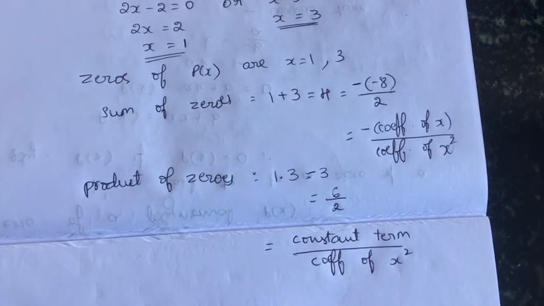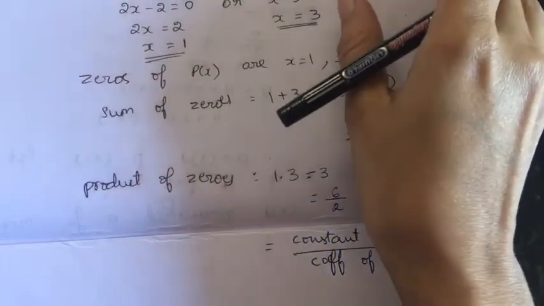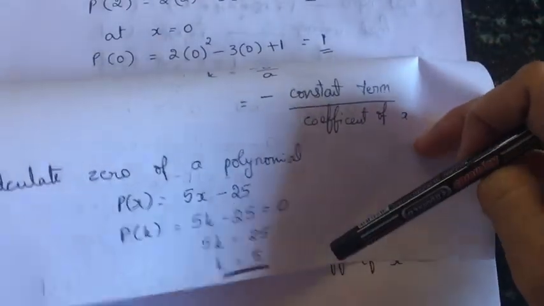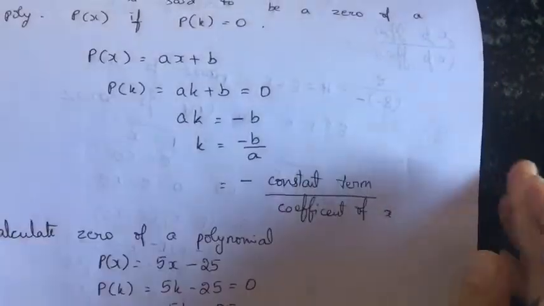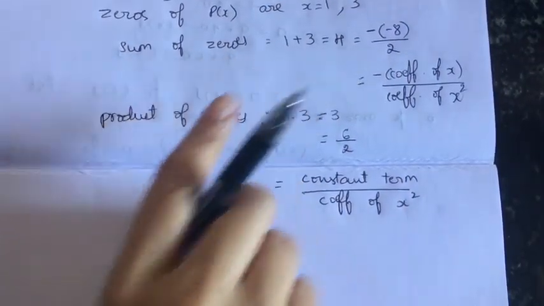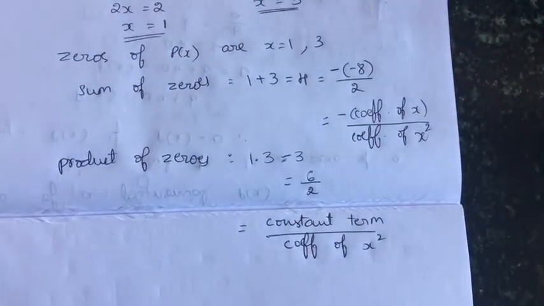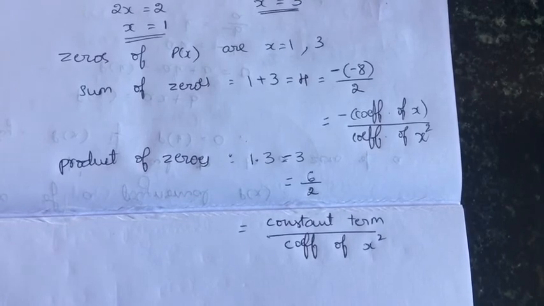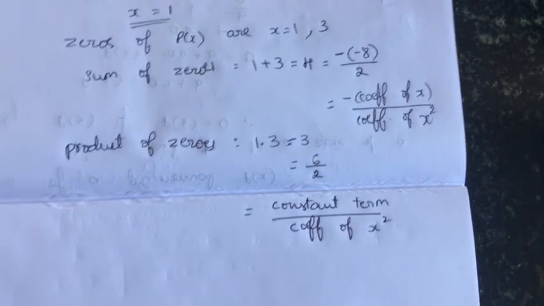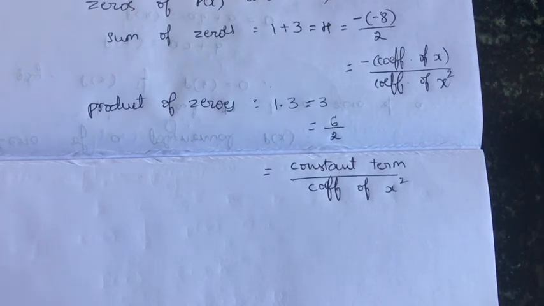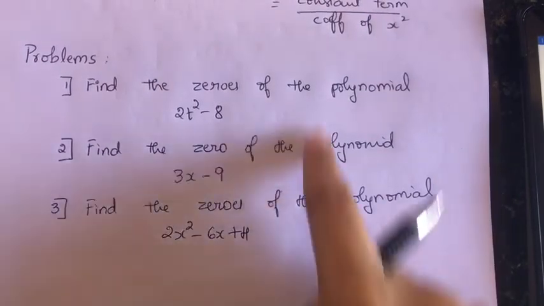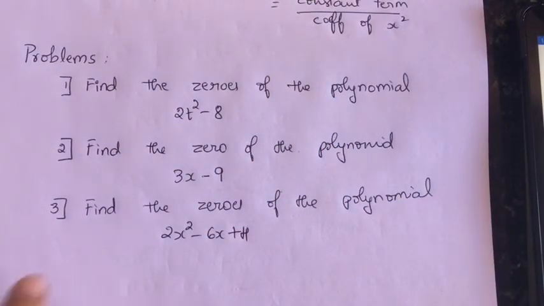So as I asked the question earlier, in case of a linear polynomial, zeros of a polynomial depend on the coefficient of x. Similarly, here the sum of the zeros and product of the zeros depend on the coefficients of x and x square. So I'll give you a few problems to work out to find the zeros of the polynomial. I have 3 problems over here, you can solve.